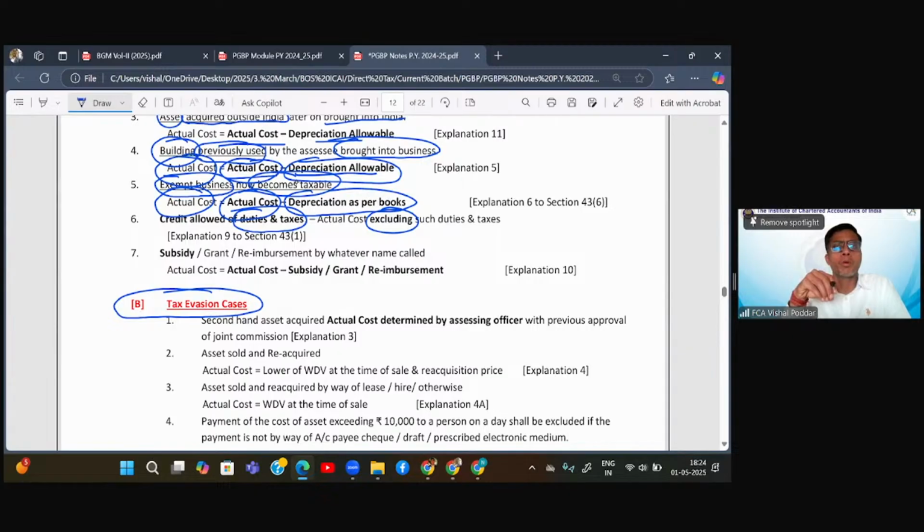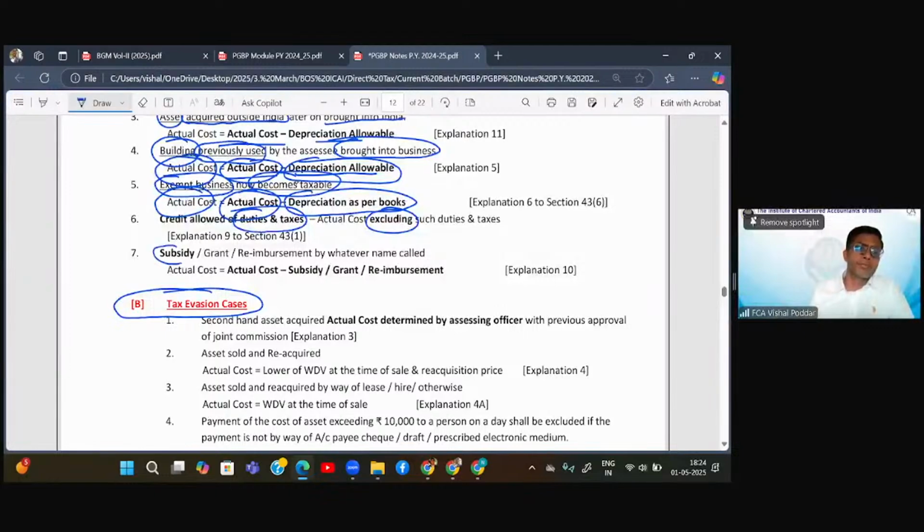Similarly, at the time of import, we have to pay customs duty. Customs duty is not allowed as credit anywhere. So customs duty will always be added to the cost. So whatever duties and taxes, credit is not allowed, that is added to the cost. If the credit is allowed, it should not be included in the cost.